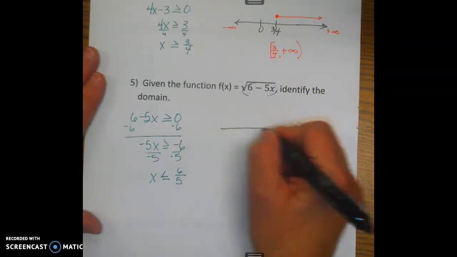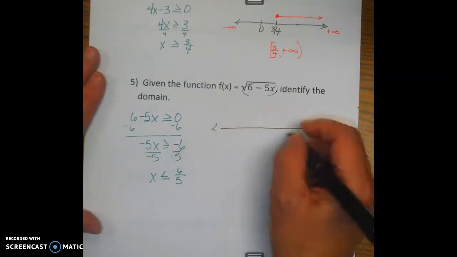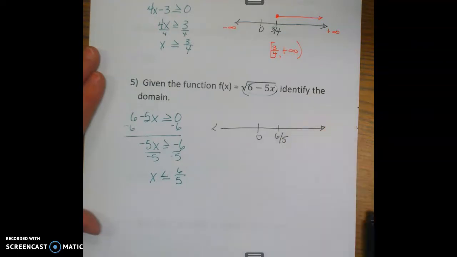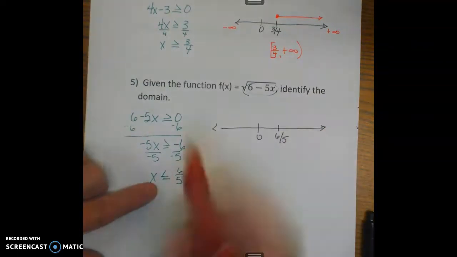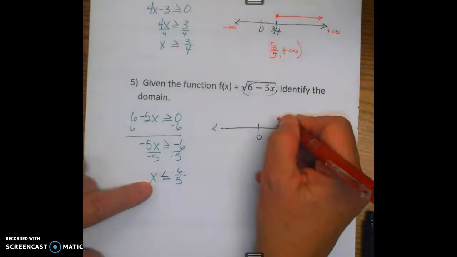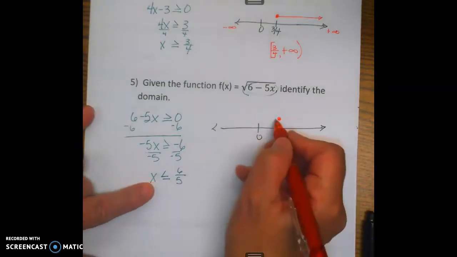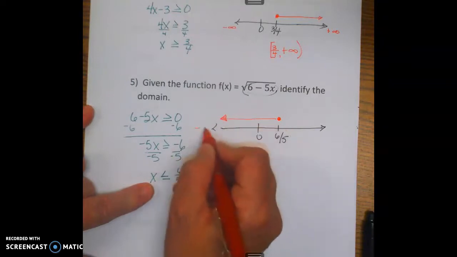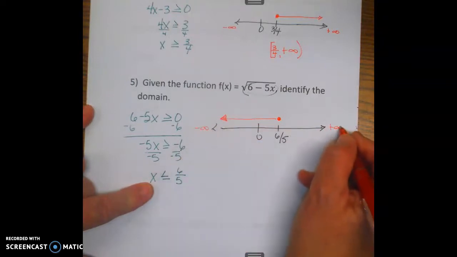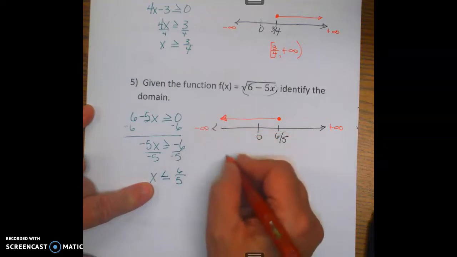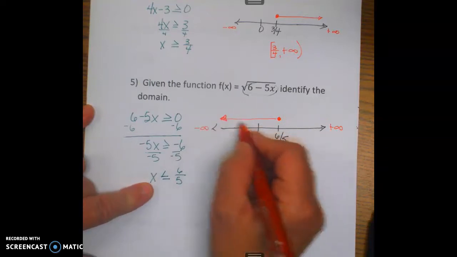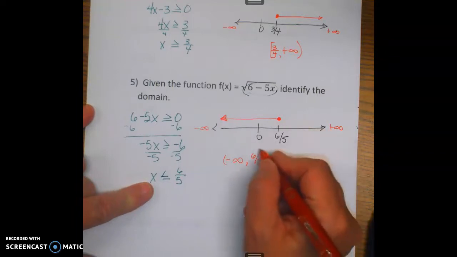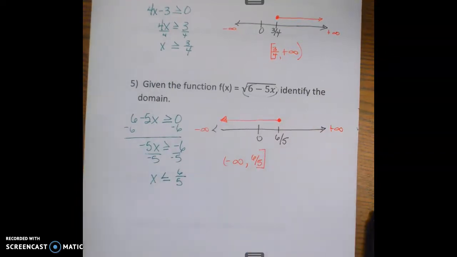I'm going to draw my number line. I have 0, and I have 6/5 on this side of 0. I know when I graph this, it's going to go to the left. It's got a closed circle because I have the equal to sign. This is negative infinity, this is positive infinity. So my domain on this one goes from negative infinity, and I have values all the way up to 6/5. Since it's a closed circle, it's a bracket, and then you're done. And that's all we've got.